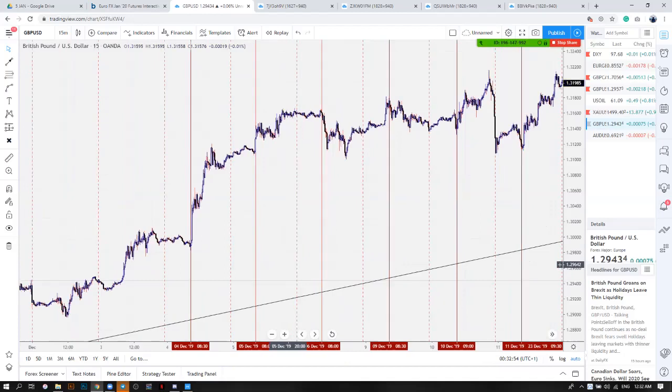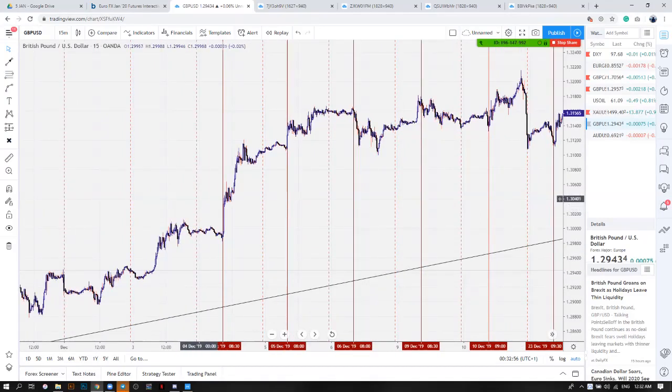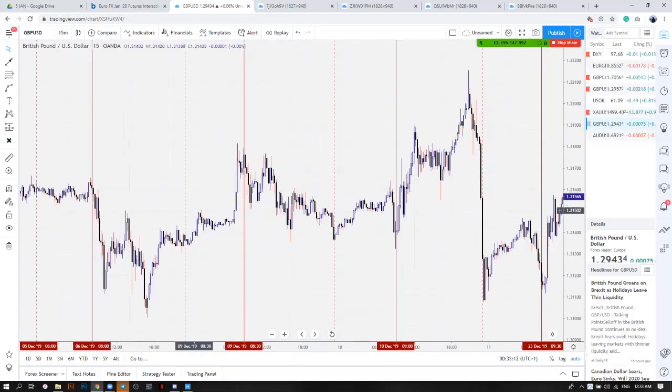So now, when the market opened from this dotted vertical line, the market went down first until the London session, 8 a.m., and then went up. Let me zoom in here so you guys can see clearly.